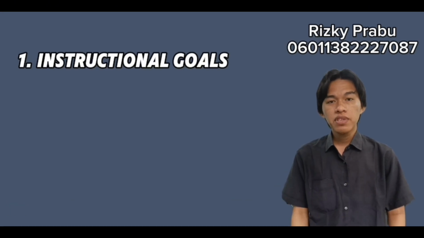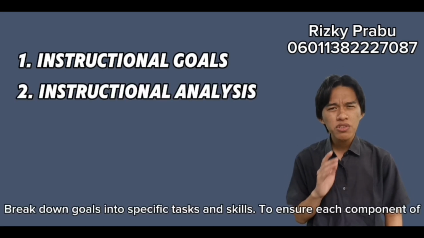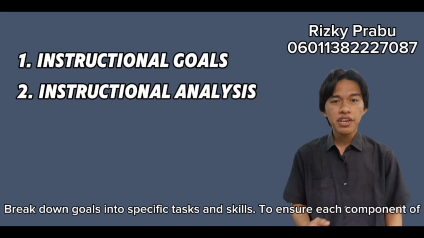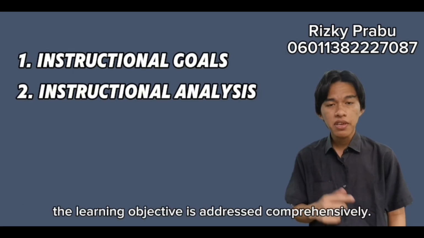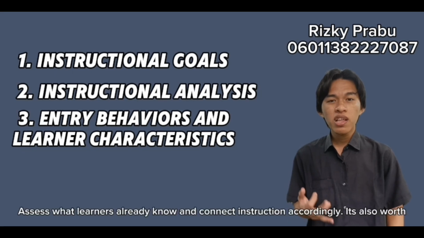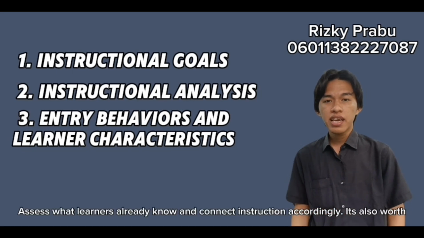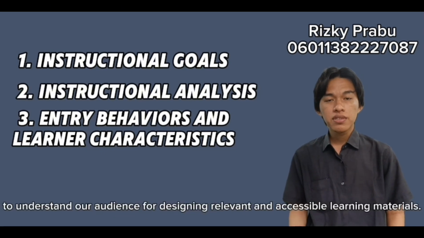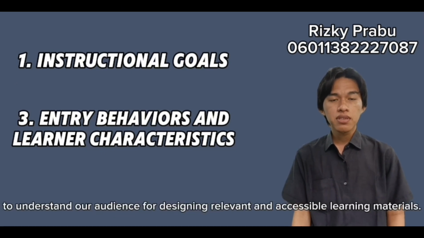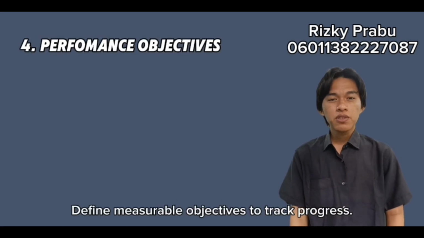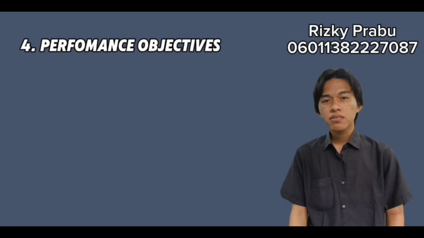And number 2, we have instructional analysis to break down goals into specific tasks and skills. It is also to ensure each component of the learning objective is addressed comprehensively. Next, we have entry behavior and learners' characteristics to assess what learners already know and connect instructions accordingly. And it is also worth it to understand our audience for designing relevant and accessible learning materials. Number 4, we have performance objectives. It is to define measurable objectives to track their progress.